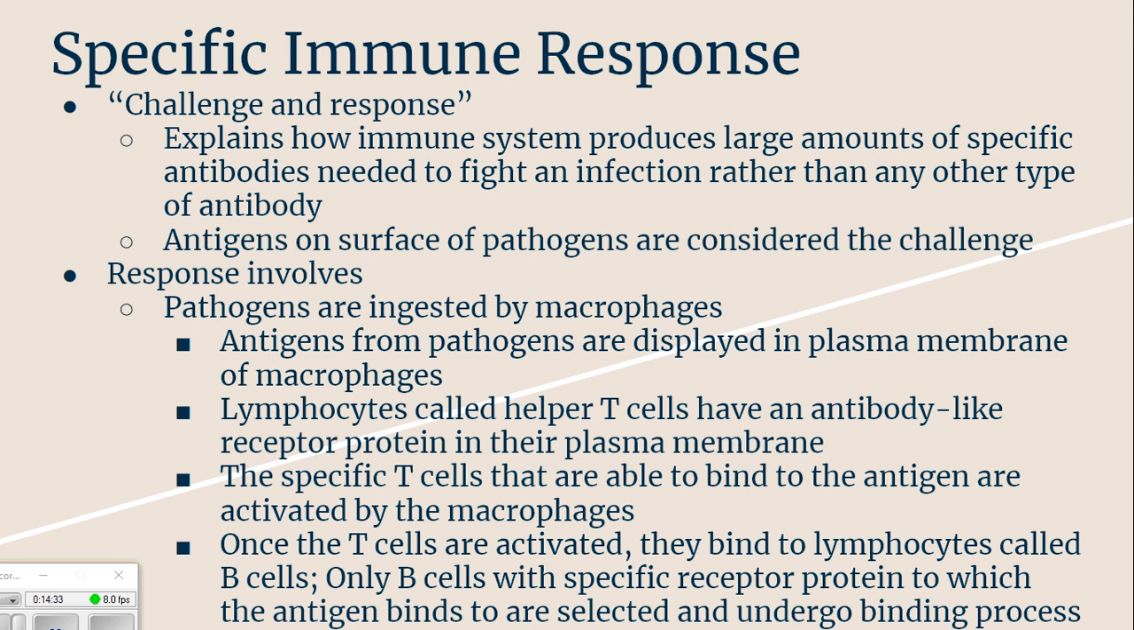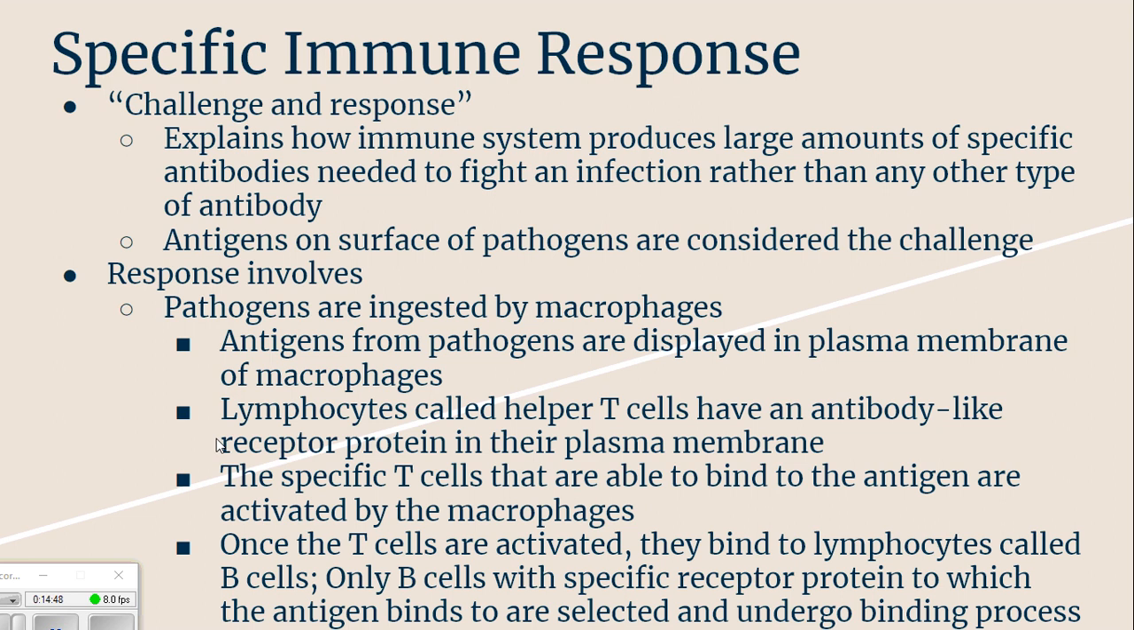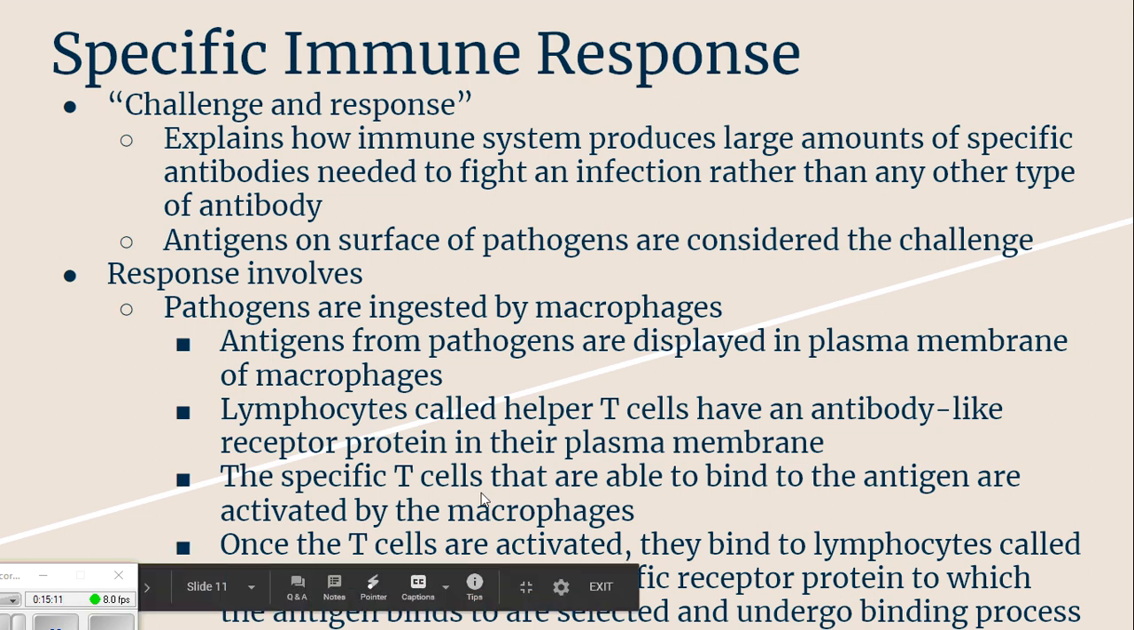So you'll have different T cells that will come along and interact with the antigen on the macrophage, and they'll interact with that antigen through their receptor protein. If that receptor protein is able to bind to that antigen on the surface of the macrophage, this will lead to activation of that cell. That cell will say, aha, this is my antigen, this is my thing here. Let me become activated to be able to respond to this specific antigen. So the specific T cells that are able to bind to the antigen are activated by the macrophages.